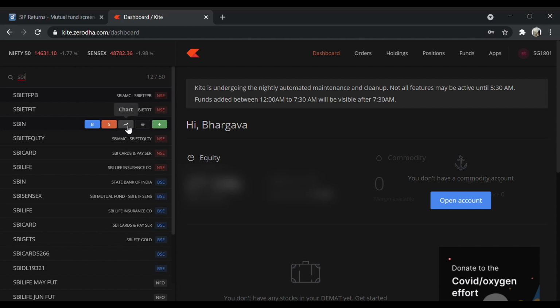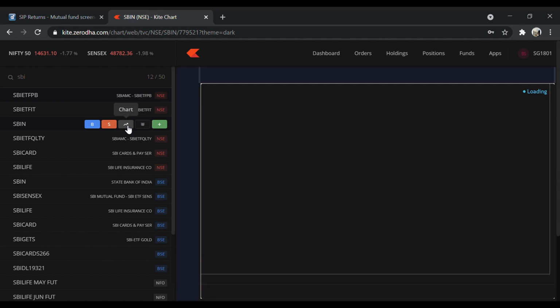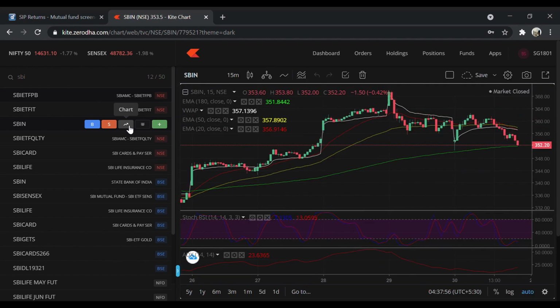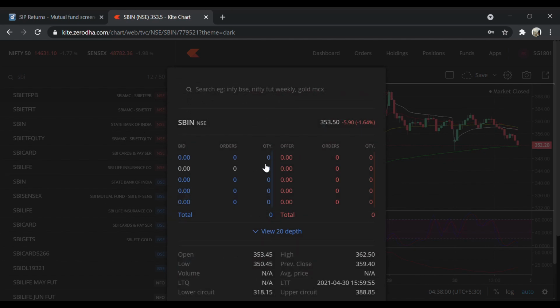The third is you open the chart. The chart usually rotates on the right, and the fourth is market depth. So you see how many orders are being placed on the buy side and on the sell side.